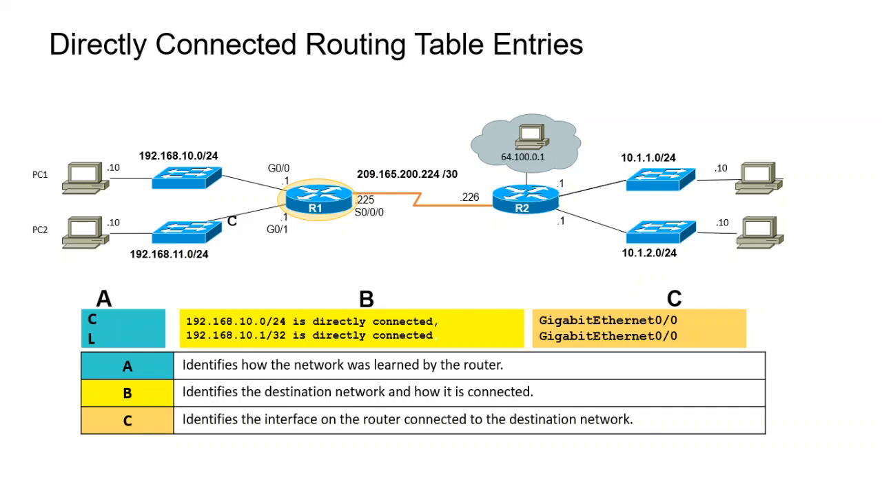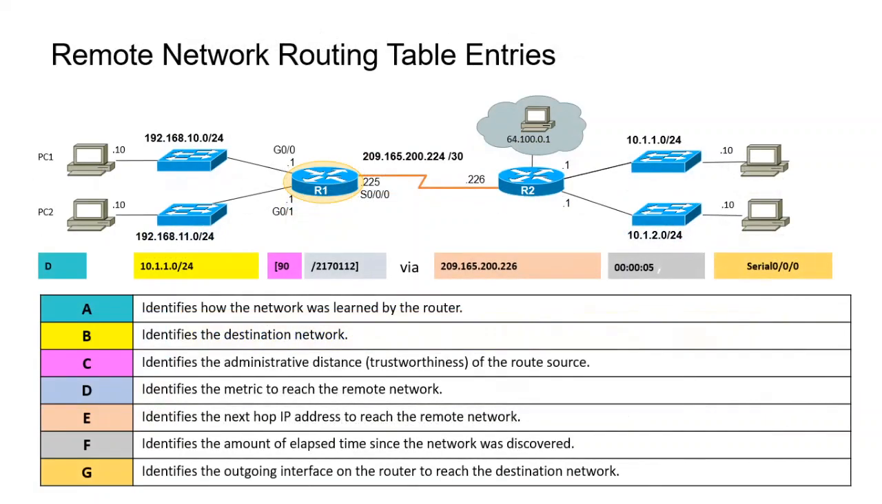It will identify the network, define the destination network, and now it is connected. Now identify the interface on the router connected to the destination network. We have remote networks and routing tables. Don't worry about this one, but let's have more illustrations about this. Let's see.